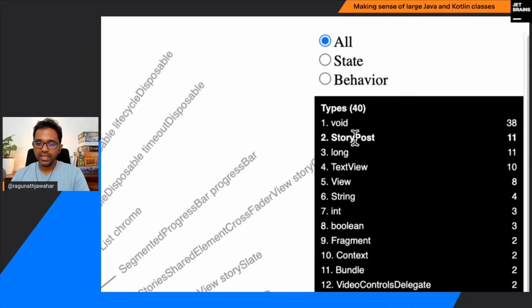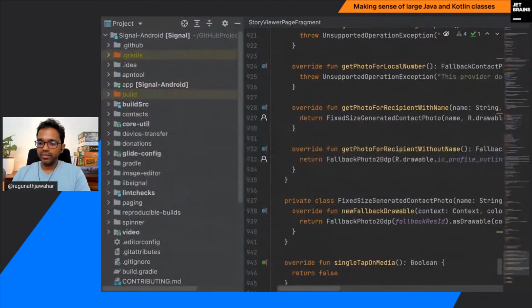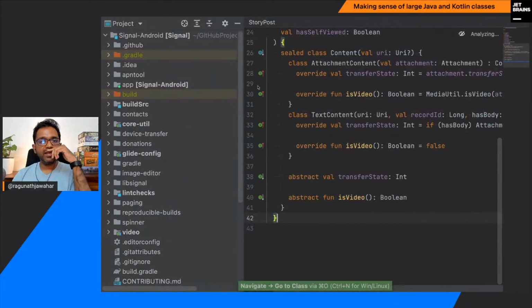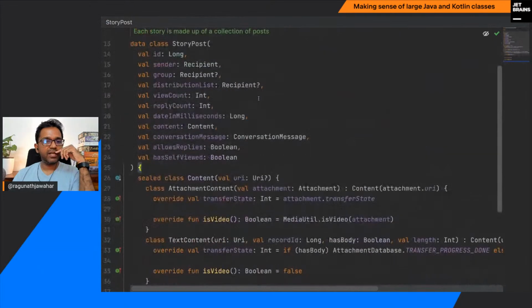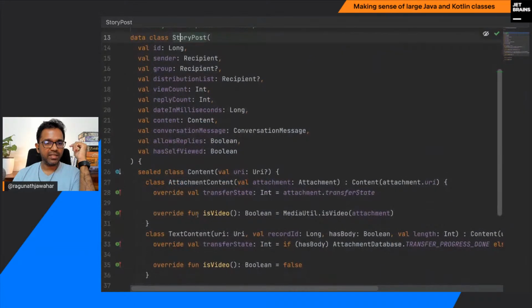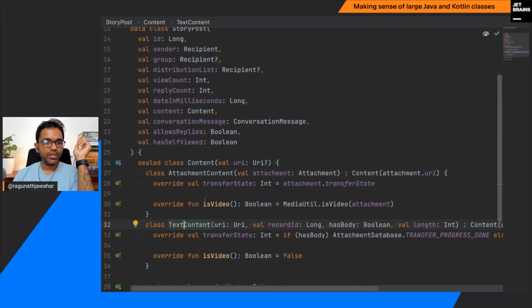So let's try this out. Let's say we have found out StoryPost is one of the most important classes here. So what we do is we just go to the IDE and then we say StoryPost, right? And now this becomes very interesting because it's a data class, but the data class also has a sealed class in it, and the sealed class has an attachment content, which points to a URI, and a text content, right? So that gives you some idea about the StoryPost itself.